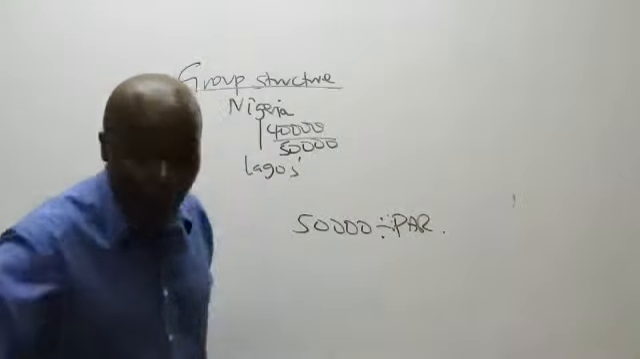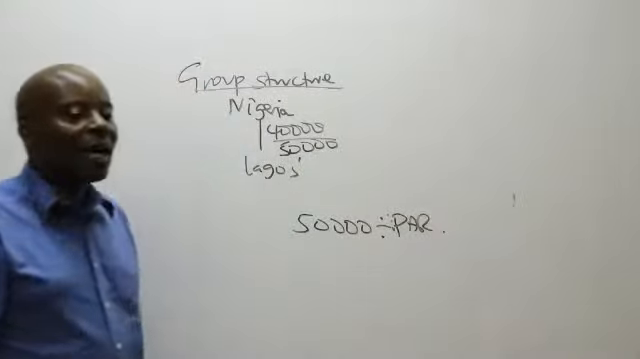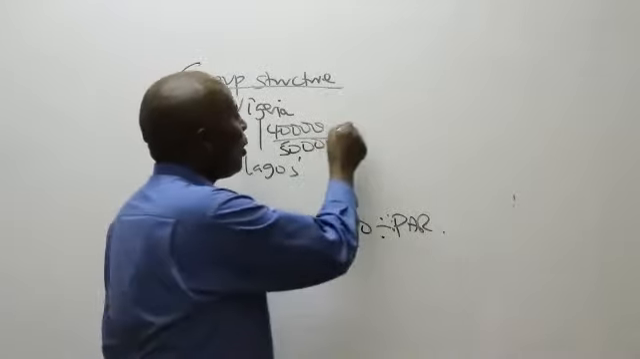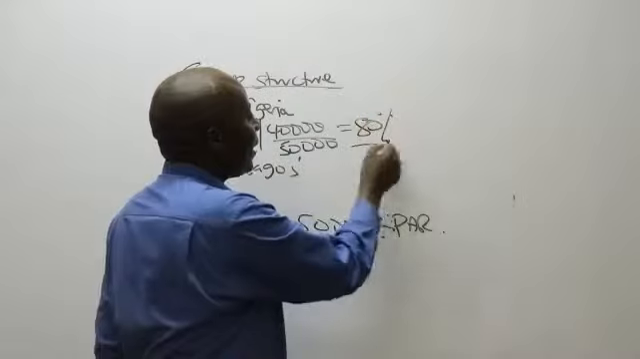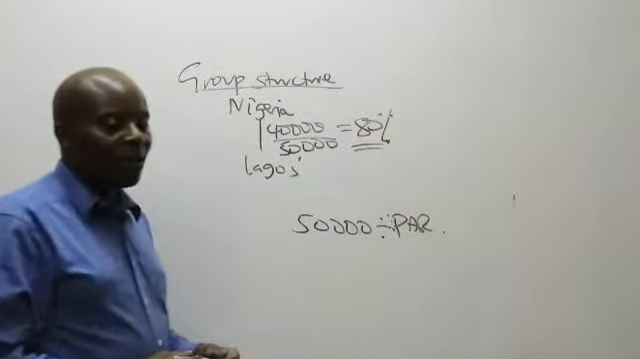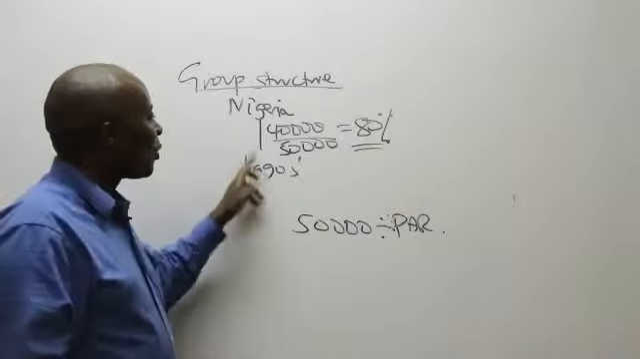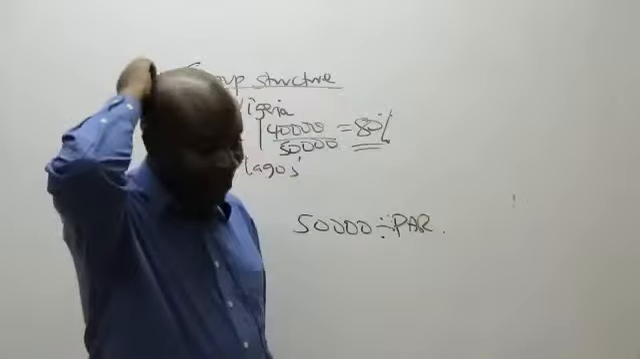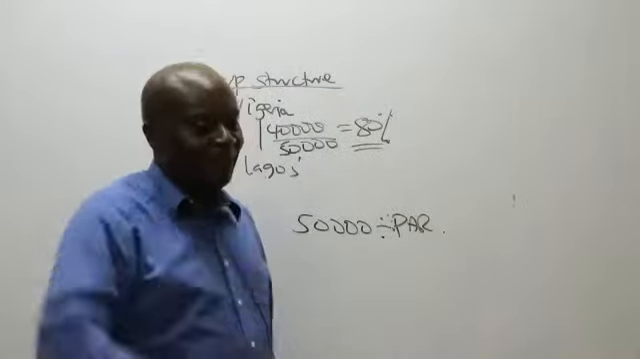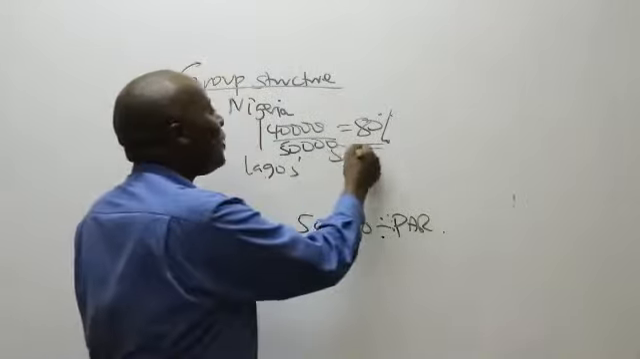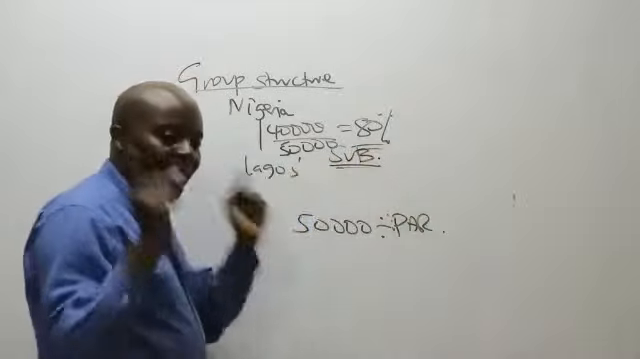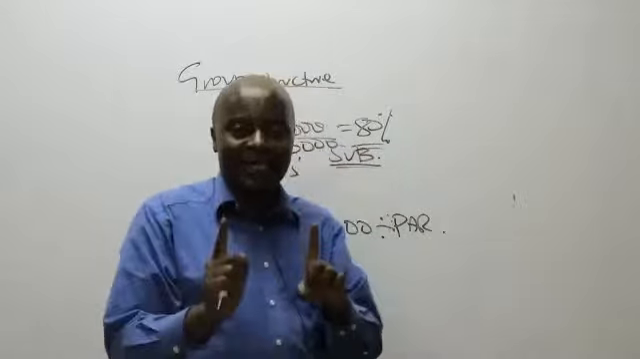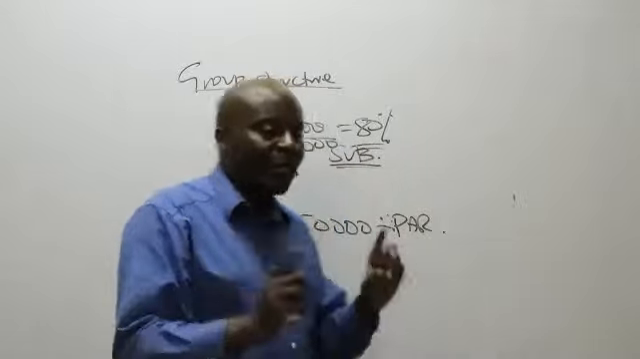So what is 40,000 divided by 50,000 times 100%? It comes to 80%. So 80% shareholding, then automatically, ladies and gentlemen, Lagos becomes who to Nigeria? 80% is quite high. It becomes a subsidiary. And if it becomes a subsidiary, then the first thing that I will do is look at the balance sheet of the subsidiary. That is the next step.